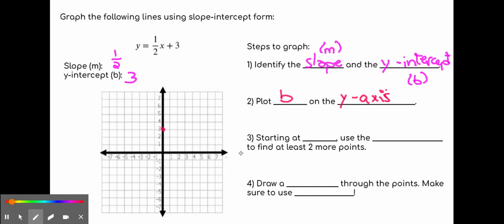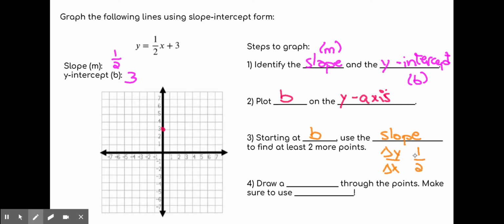Okay? So starting at b, you're going to put your pencil at b. You're going to use the slope to find at least 2 more points, okay? And to do that, you're going to use change in y over change in x, right? So my slope here is 1/2. So my change in y is 1 and my change in x is 2. So I'm going to go to the 3. My change in y is 1, so I'm going to go up 1. And my change in x is a positive 2. That's right. So I'm going to go right 2, and I'm going to put another point.